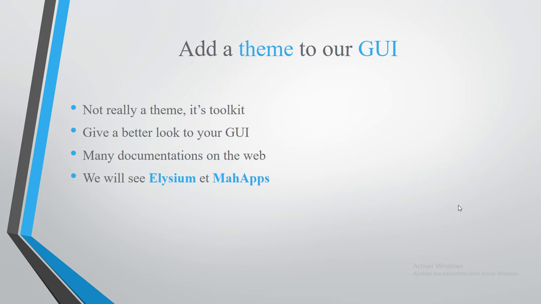Now we have seen how to hide the display control. I will show you how to add a theme to a GUI. It's not really a theme, it's more a toolkit. It's a really great job done by a developer. I will show you two themes, Elysium and MahApps. This will give a better look to your GUI. Another advantage is that you have a lot of documentation on the web, especially for MahApps.